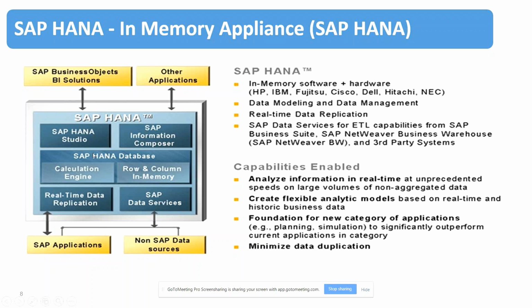Along with this, SAP HANA enables capabilities like analyzing information in real time at unprecedented speeds on large volumes of non-aggregated data. As we discussed earlier, this matches real-time replication and unprecedented speeds on large volumes of data without aggregation. It can handle the non-aggregated data on the fly. It can aggregate the data.